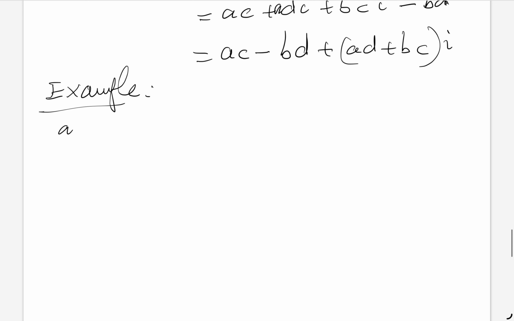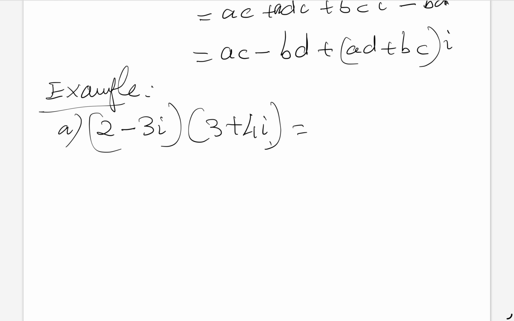Example, if you have 2 minus 3i times 3 plus 4i. So here you have to multiply this one by this one and multiply this one by here, and do the same thing: taking this one multiplied by this one, and this one multiplied by this one. Okay?